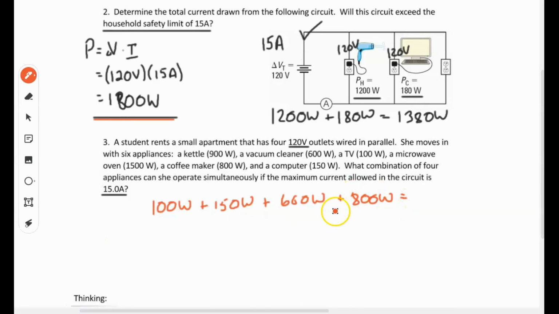So there are 4 appliances, and they all add up to 1650 watts, which is under our 1800 watts, so we're safe. We could have also exchanged our coffee maker with our kettle, and that would have been 1750, which is still within the safety zone. We would have been in trouble if we included the microwave oven with 3 other appliances for sure.